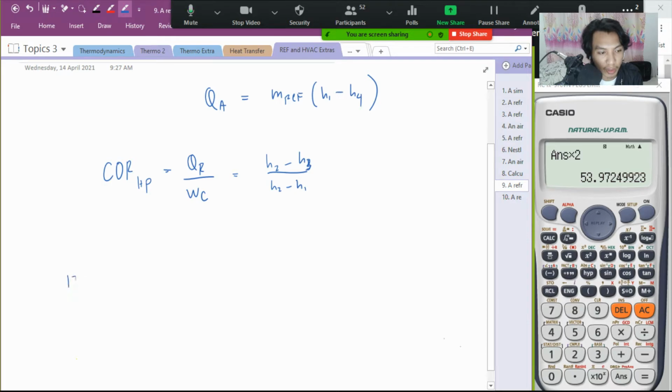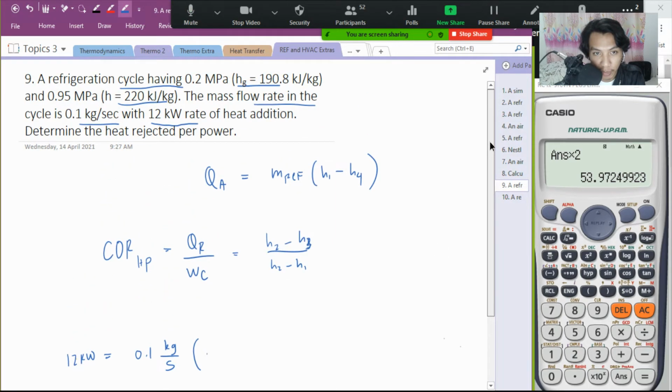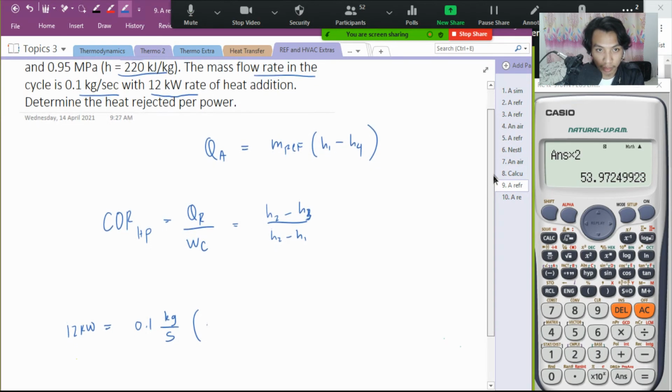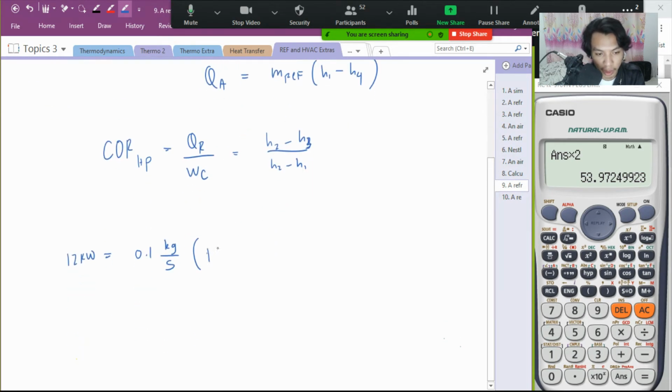So, meron kang MREF. QA is 12 kilowatts equal to MREF. MREF is 0.1 kilogram in every second. Tapos H1, that is HG. Ayun o, 190.8 kilojoule per kilogram. Wala kang H4. Where H4 is equal to H3. Ito ang hinahanap mo dito. Para mailagay mo siya dito.